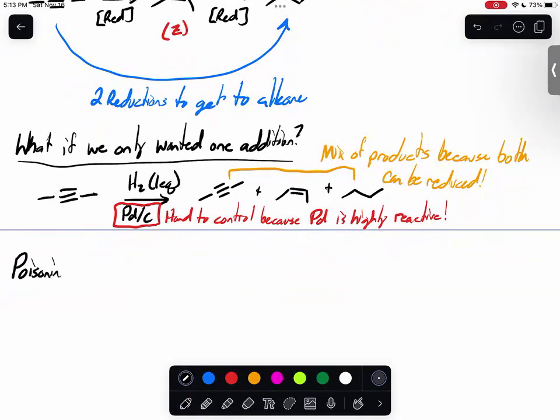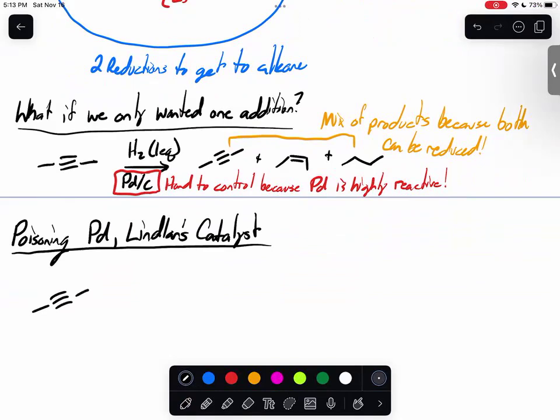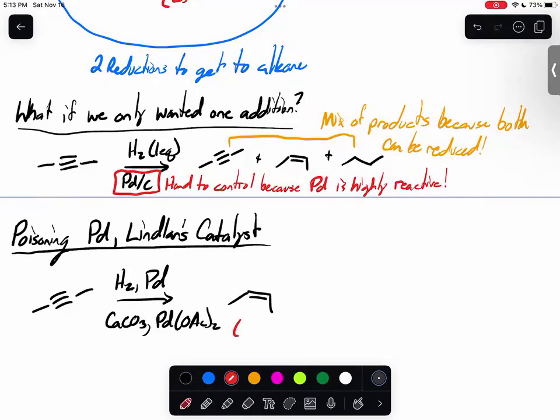So if you poison palladium, you can make this thing that was from the guy that we're talking about called Lindlar's catalyst. And this guy, Lindlar, came up with the idea of if you take an alkyne and you react it in the same way where you have hydrogen, but this time with your palladium, you add calcium carbonate and lead acetate, you'll actually decrease the efficiency of the palladium to where now it only forms the Z alkene. And notice this is even under conditions that aren't just one equivalent of hydrogen.